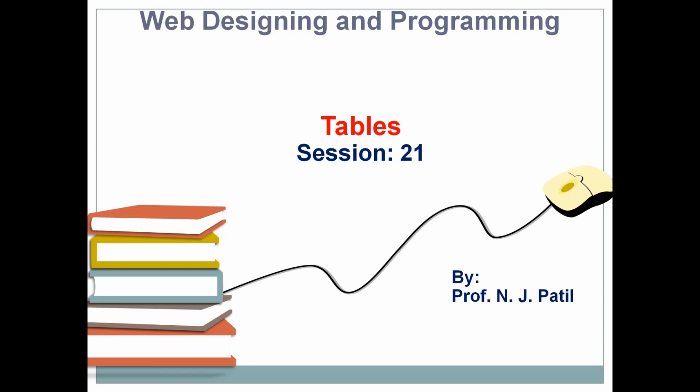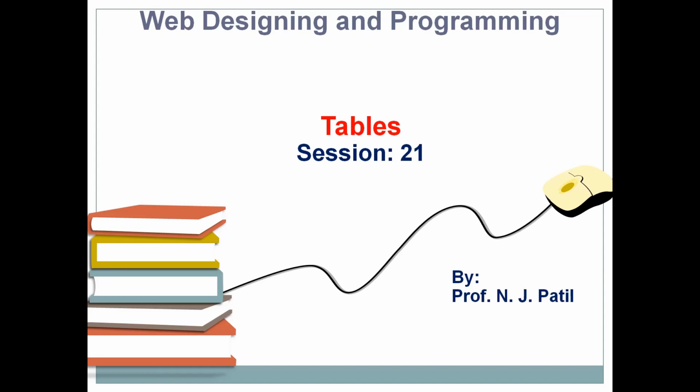Hello students, welcome back. In the last session we discussed lists in XHTML. There are different types of lists: the ordered list, unordered list and definition list. We studied these three different types of lists in the last session.